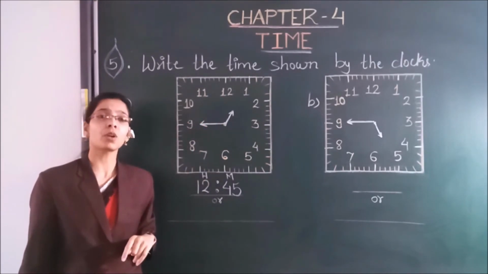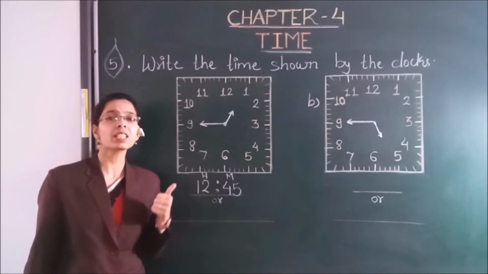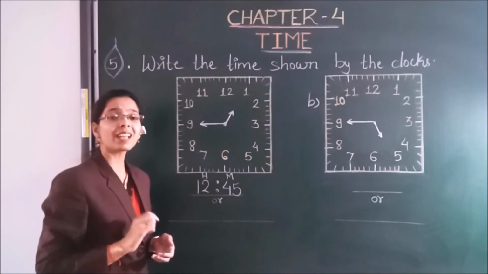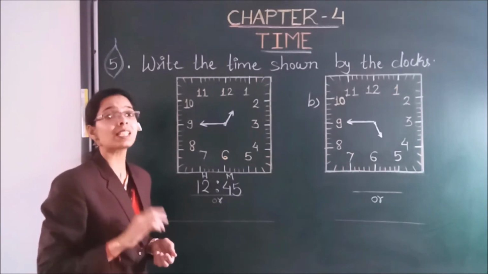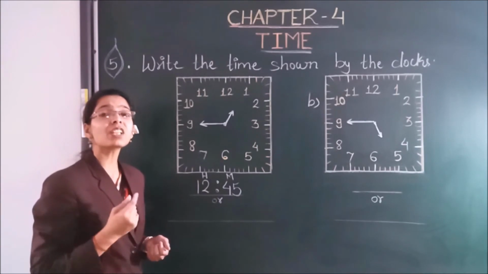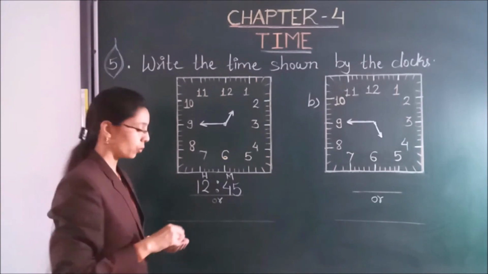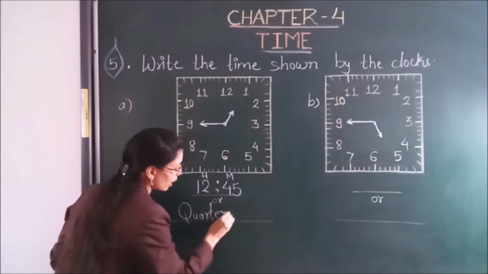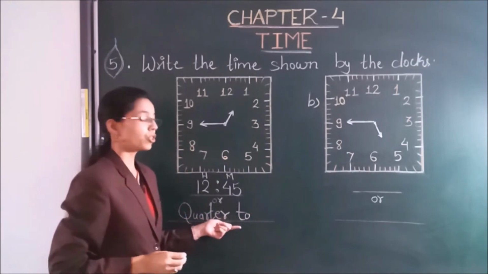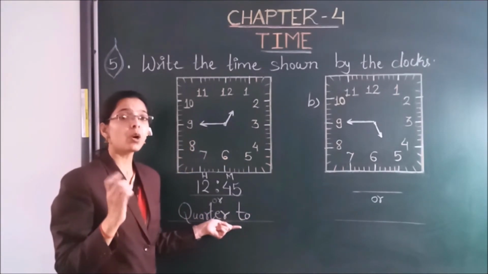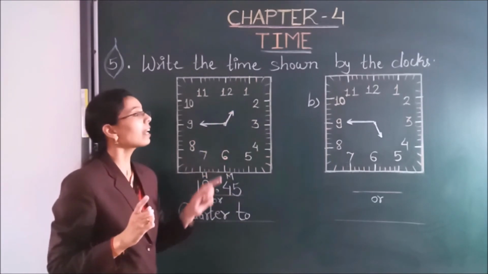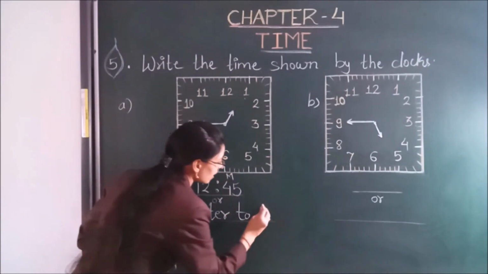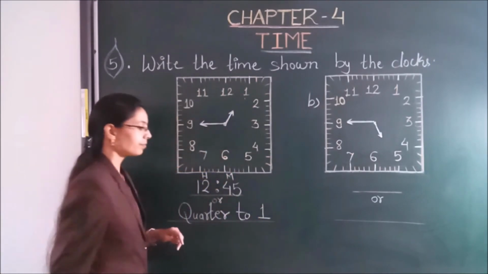This hour hand has crossed 12 and is about to reach 1. Yes. What we have learned already is that if the minute hand is at 9, it shows 45 minutes and it is called quarter to. So we will write here quarter to. After 12:45, what time will be there? 1 o'clock. The hour hand has crossed 12 and is about to reach 1. So we will write here quarter to 1.